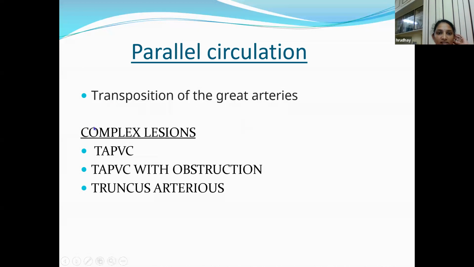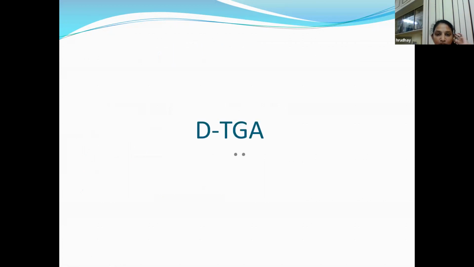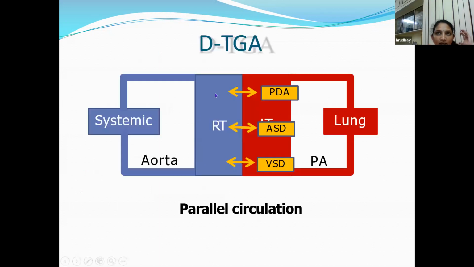Next, parallel circulation. Parallel circulation, that is transposition of great arteries. Next are complex lesions like total anomalous pulmonary venous connection or TAPVC with obstruction, or truncus arteriosus. First comes transposition of the great arteries, that is D-TGA. In this D-TGA, we know that the right atrium and right ventricle on the right side stay the same, and the left atrium and left ventricle stay the same. The aorta, which is supposed to arise from the left of the heart, will be arising from the right of the heart, whereas the pulmonary artery, which is supposed to arise from the right side of the heart, will be arising from the left side of the heart.